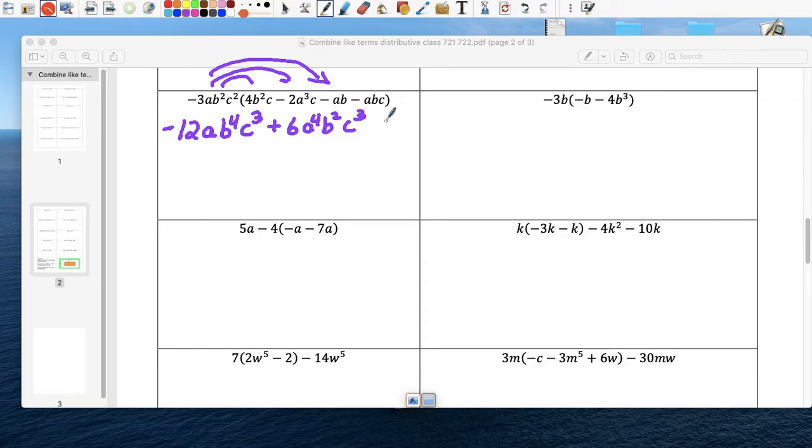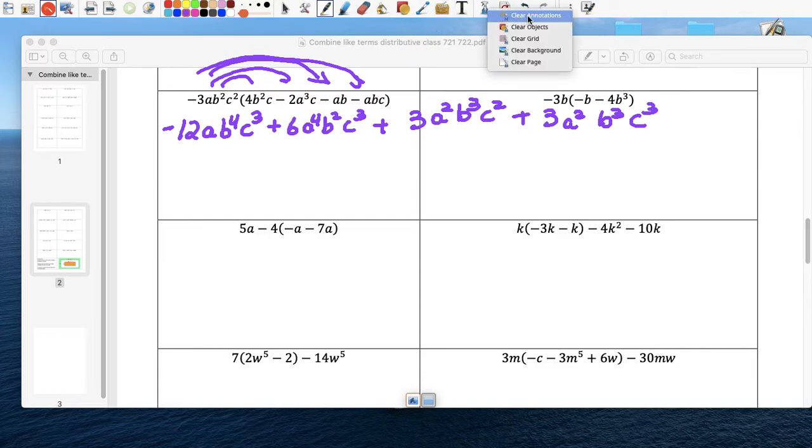Third one, positive, and it's going to be 3a squared b cubed c squared. And the last one is going to be, again, positive, and then 3a squared b cubed c cubed. Yikes. Anything to combine? A squared 3, no. Well, everything is different. They're not like terms at all. Good, so that's the answer.